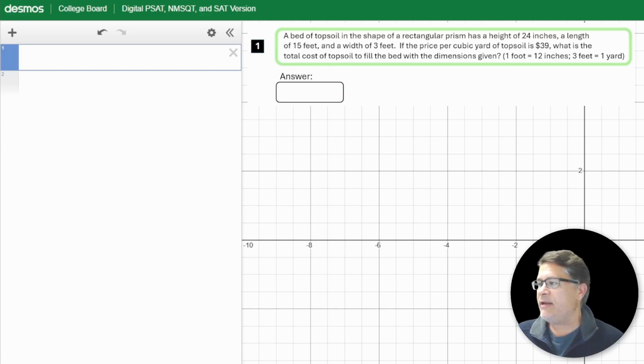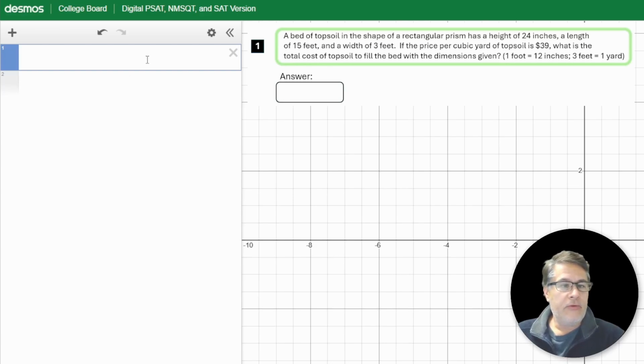Here we go, guys. A bed of topsoil in the shape of a rectangular prism has a height of 24 inches, a length of 15 feet, and a width of 3 feet. If the price per cubic yard of topsoil is $39, what is the total cost of topsoil to fill the bed with the dimensions given? And they were nice enough to give us some conversion factors. A foot is 12 inches, 3 feet is a yard.